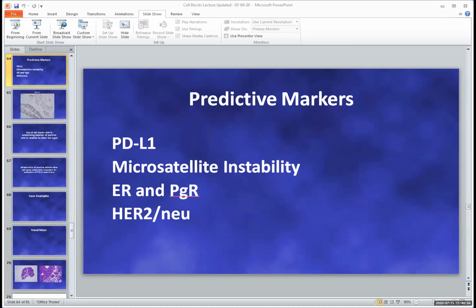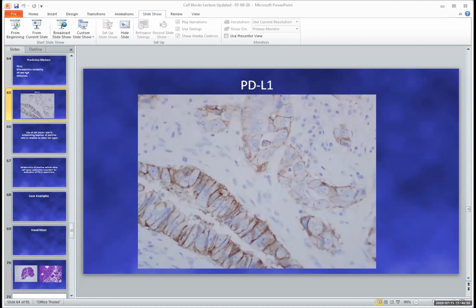PDL1 and microsatellite instability markers can be done by immunohistochemistry. There are 4 important markers, as we'll see. Estrogen receptor and progesterone receptor: do we or do we not use tamoxifen? And then, of course, HER2/neu can be done by immunohistochemistry or FISH. Both can be done easily on formalin-fixed paraffin-embedded material.